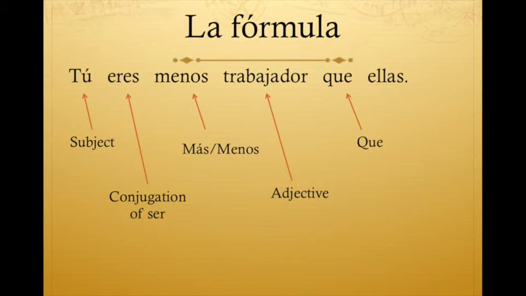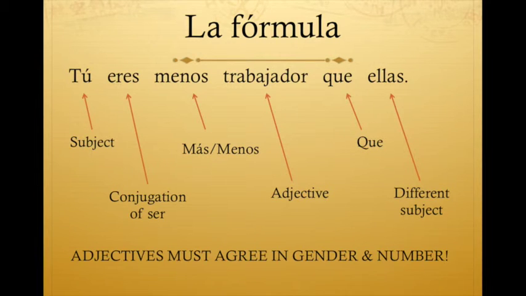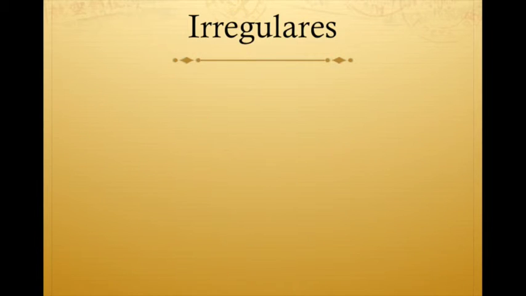And then finally, we need to drop in the word que, which means than in this instance. And then finally, you need to make a different subject to whom you're comparing. For example, altogether, you are less hardworking than her. Altogether is 6 words in English. Altogether is 6 words in Spanish. Adjectives, again, must agree in gender and number to the original subject, or the first subject.